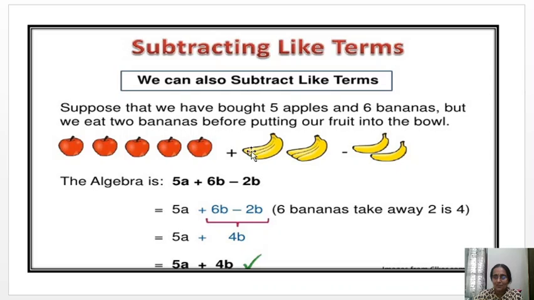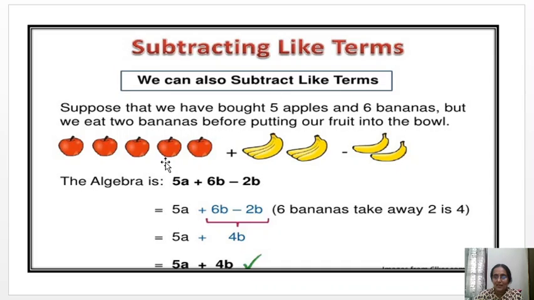If we write the algebraic expression for this figure, 5a plus 6b, 6b represents 6 bananas, minus the same kind of fruit. Only the number is different, the difference is in the numerical coefficient. 2b, the variable is the same, 2b. So you have to subtract. Here 6b and 2b are like terms. You have to subtract 2b from 6b. You will get 4b. You cannot subtract 2b from 5a.